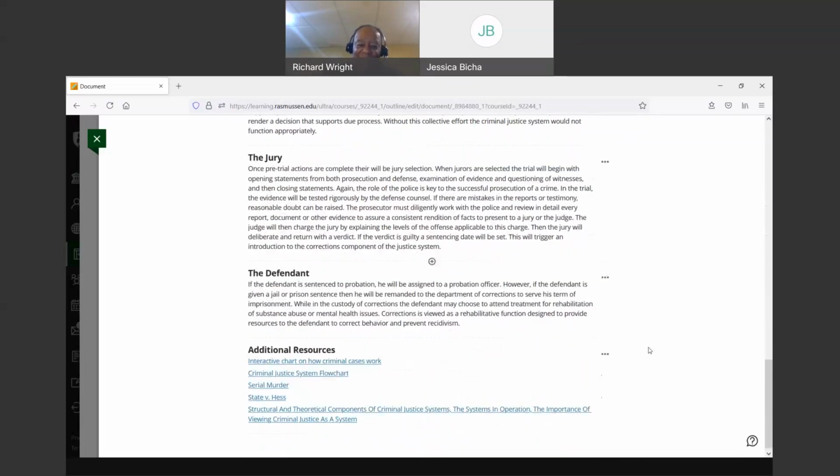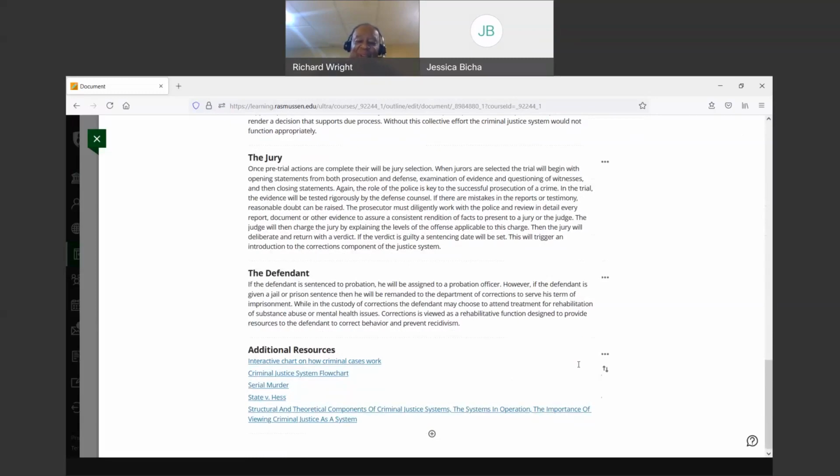And so then the defendant, if the person is sentenced and they don't go to jail, they get probation, so that they're assigned to a probation officer. Otherwise, they could be given time in prison and turned over to the Department of Corrections.